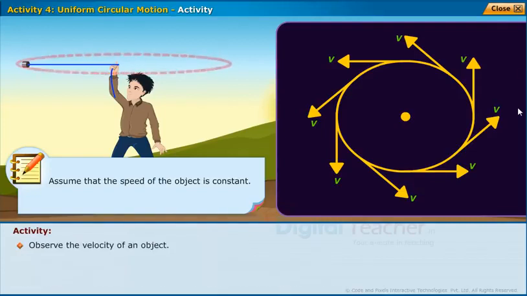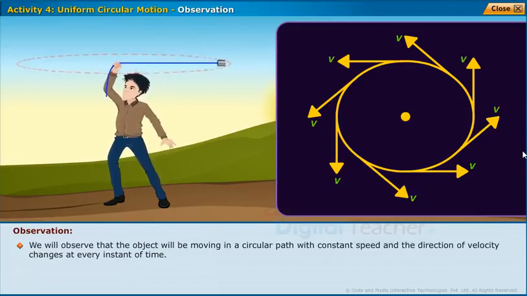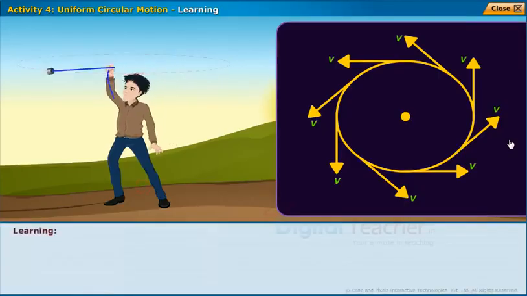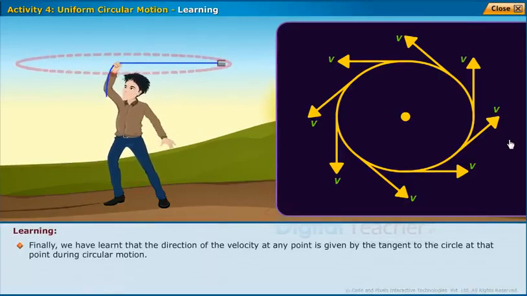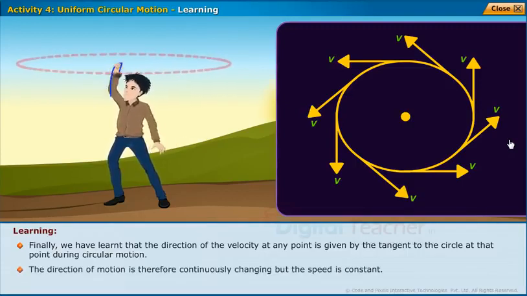Observe the velocity of the object. We will observe that the object will be moving in a circular path with constant speed, and the direction of velocity changes at every instant of time. Finally, we have learned that the direction of the velocity at any point is given by the tangent to the circle at that point during circular motion. The direction of motion is therefore continuously changing, but the speed is constant.